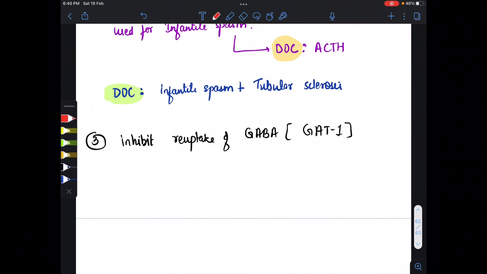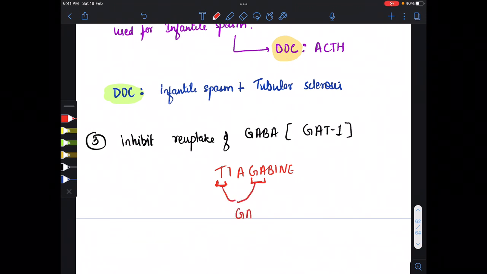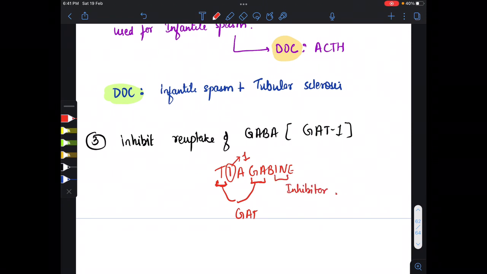We can remember this drug by tiagabine. Please remember tiagabine. T stands for GAT, so it becomes GAT, and this one represents the one. So GAT1, and IN stands for inhibitor. So this drug is a GAT1 inhibitor, that is tiagabine.